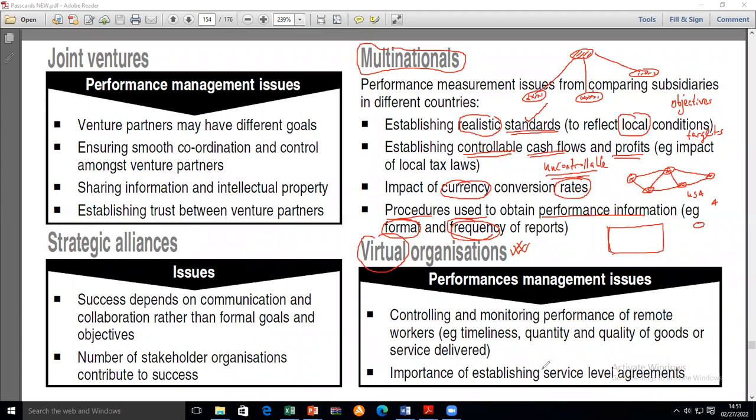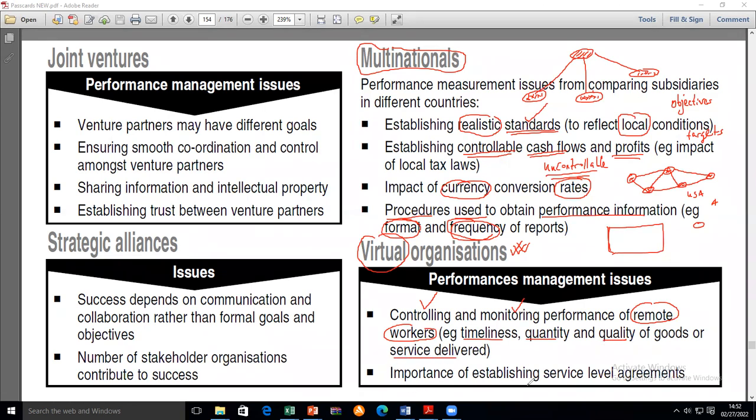So what is the challenge? Controlling and monitoring performance of remote workers. These people who are remote workers. How do we control and monitor these people? Timeliness, quantity, and the quality of goods or services.